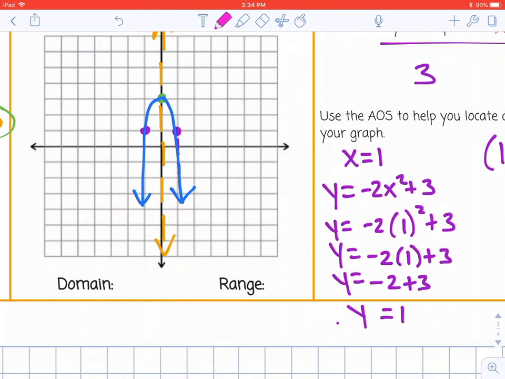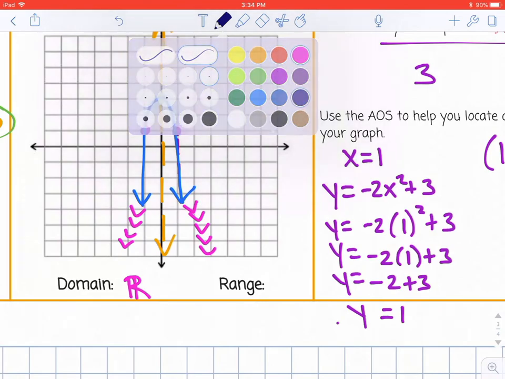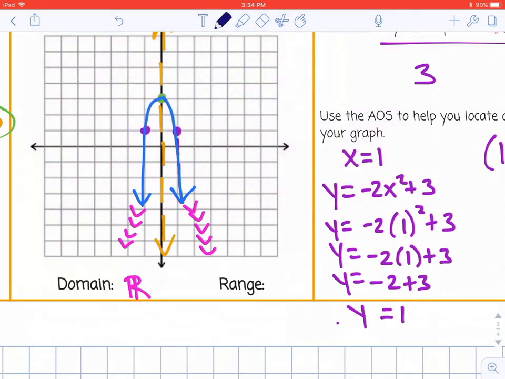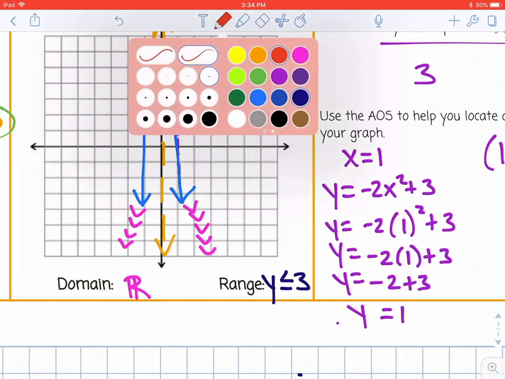So your domain is how far this graph goes left and right. Just like we've been talking about, that would be all real numbers because it goes left and right forever. And then the range is how far your graph goes up or down. So this graph has a highest point at y equals 3. So we would say y can be anything less than or equal to 3, but it won't be anything bigger than that.